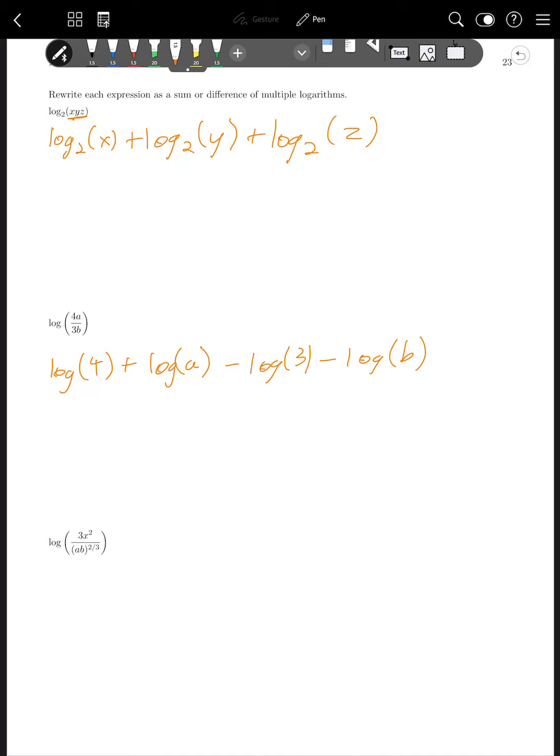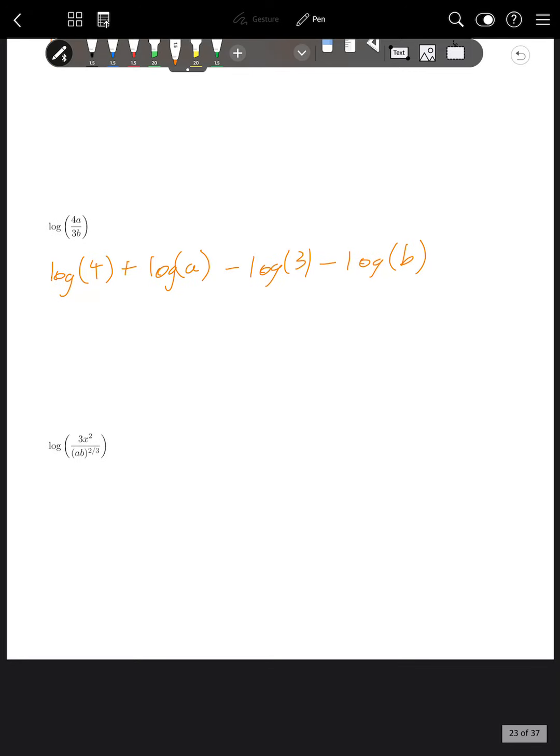So if I look at this next one, what I should notice is there are 4 terms again, 4 factors again, 3, x, a, and b. So this would be log of 3, log of x, log of a, and log of b. And now I need to decide what their coefficients are out in front and whether they're positive or negative.